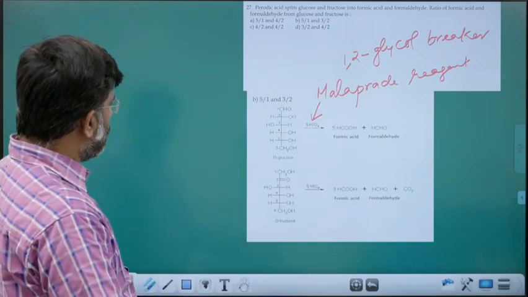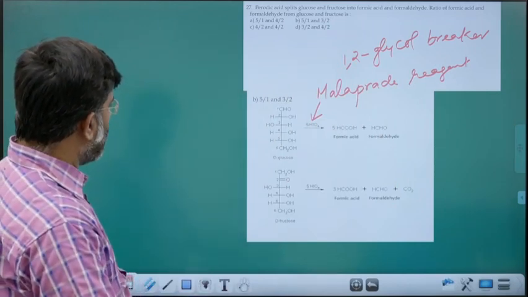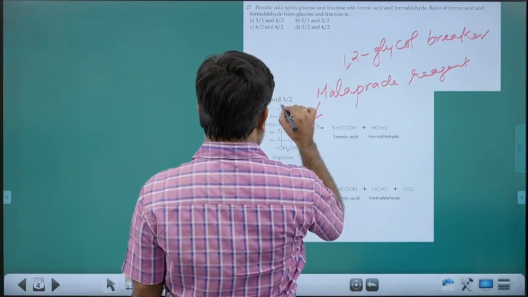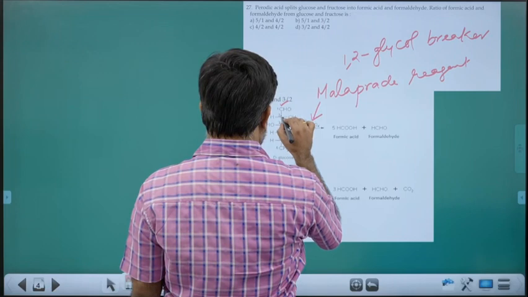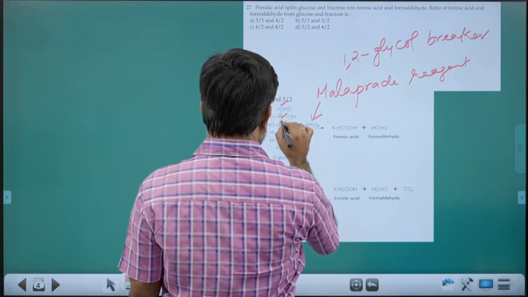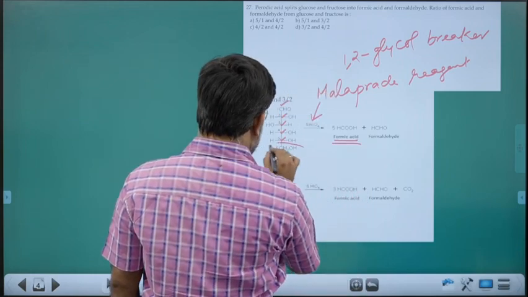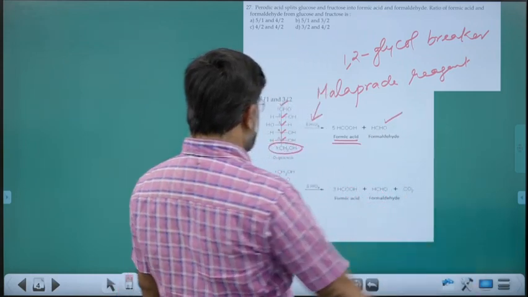So what is obtained in the first case? You will get 5 formic acid and 1 formaldehyde. How 5 formic acid? This is converted to formic acid, 1, 2, 3, 4, 5. You are getting 5 formic acid, and this primary alcohol group will be converted to formaldehyde.